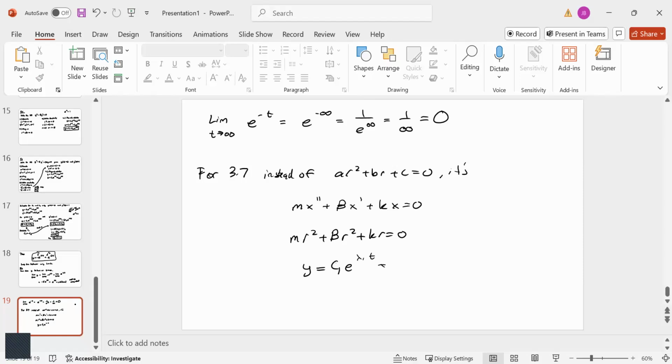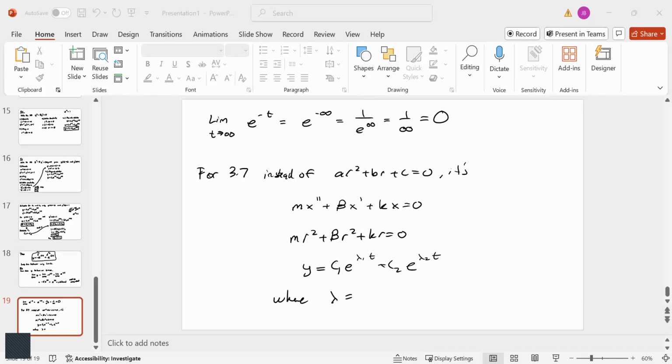We're going to use lambda, and lambda means something, I have to remind myself. We also use lambda for eigenvalues later, which is kind of funny. Again, you don't have to memorize this right now. We're going to talk about this later. I'm just telling you that, believe it or not, you already know how to do 3.7. It's just that instead of a, b, c, we change it to mass, damping, and the spring constant, which is k.